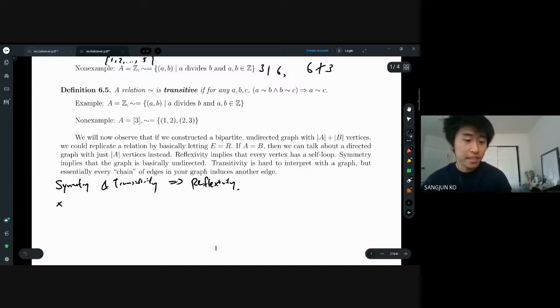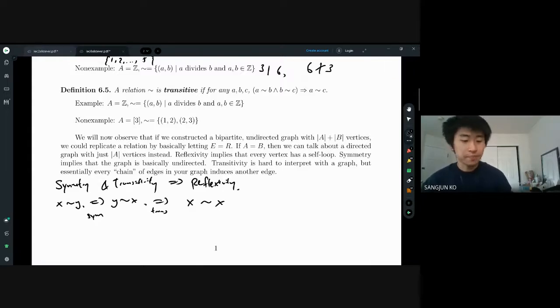And the idea is simple. Okay, if X is related to Y, then symmetry implies that Y is related to X, but transitivity now implies X is related to X. So we have reflexivity, right? Does that make sense? Or does that not make sense? Maybe I'll give you one more minute to think about it. Or does anyone need me to repeat that?